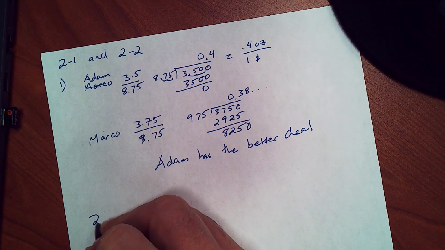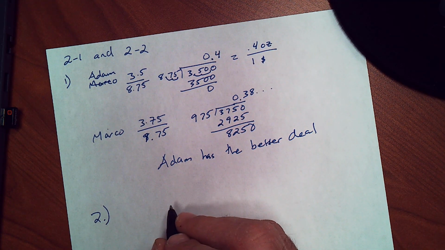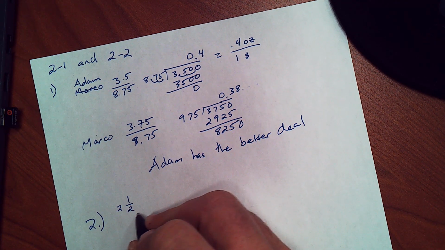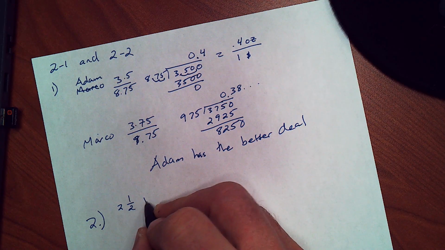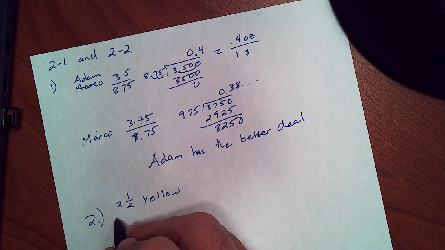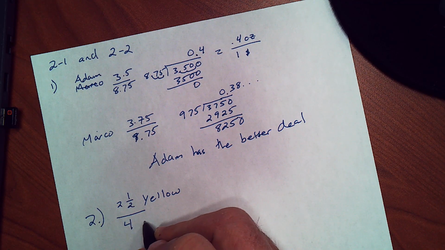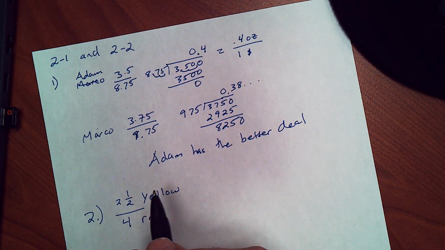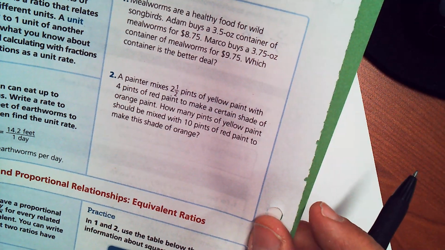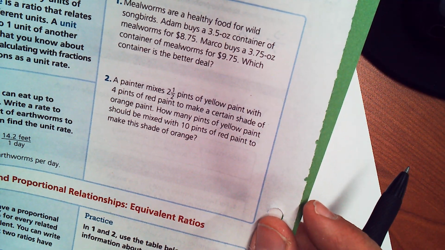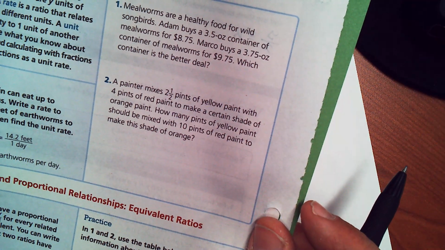Let's look at problem number 2. Okay, a painter mixes 2 1/2 pints of yellow paint with 4 pints of red paint. There's no conversions. It's asking, 2 1/2 pints of yellow with 4 pints of red to make a certain shade of orange. How many pints of yellow paint should be mixed with 10 pints of red paint to also make the shade of orange?